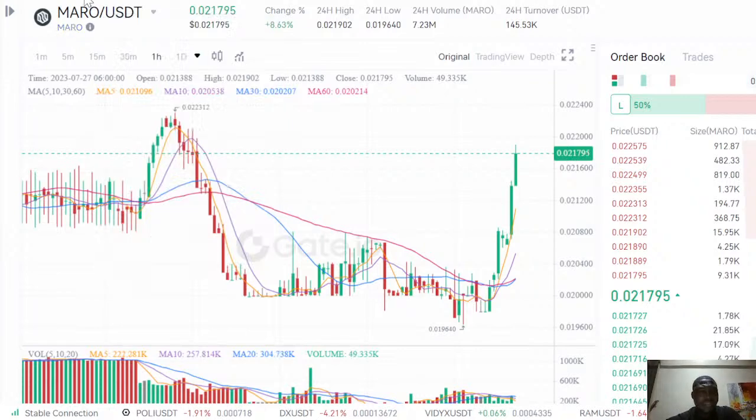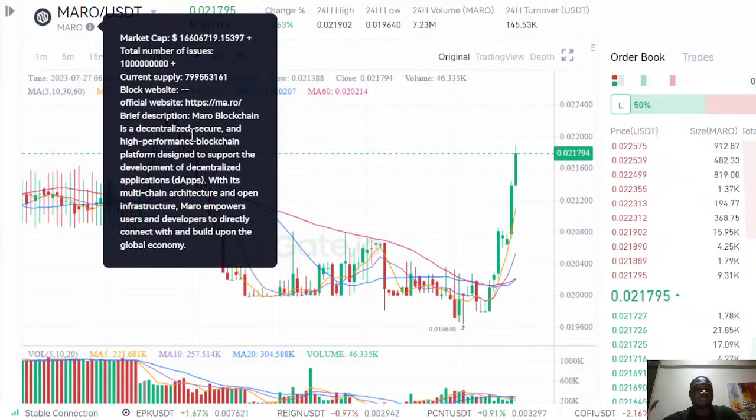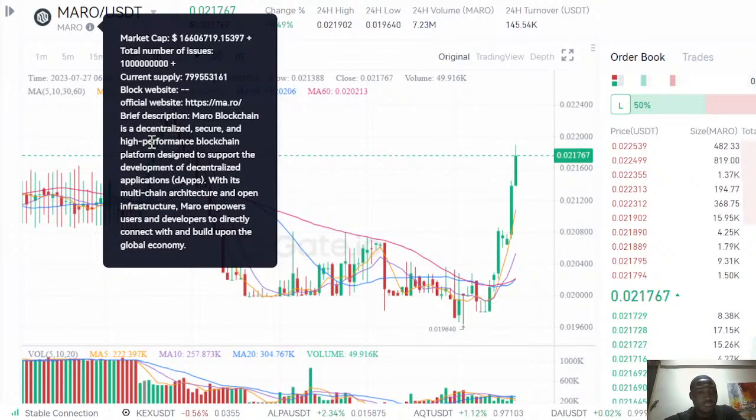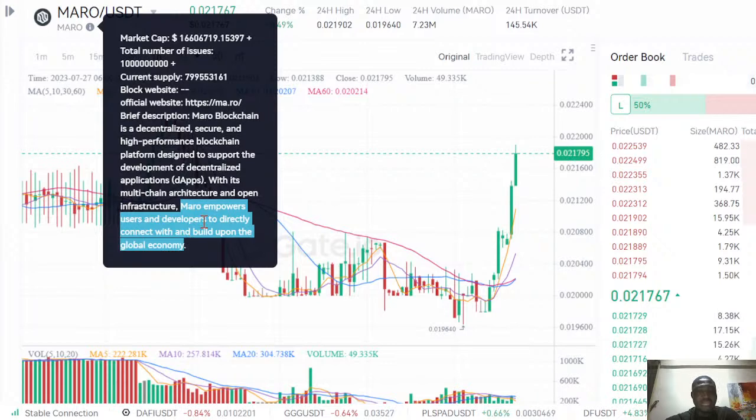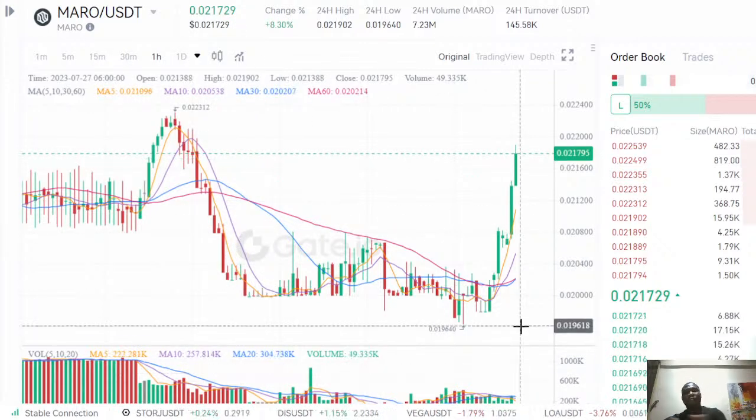So now, moving ahead, in talking more about this project, you can see what it says here. Apart from being secure and decentralized, it also has a high performance blockchain designed to support the development of decentralized apps. With a chain architecture and open infrastructure, micro empowers users and developers to directly connect and build upon the global economy and others. That is what they do, so they help to empower.